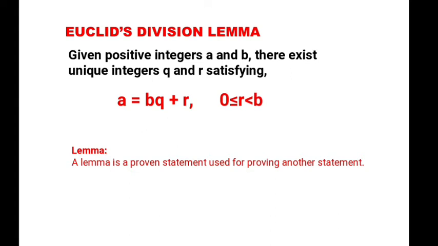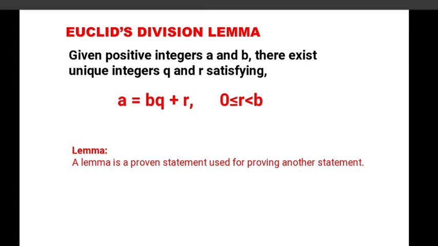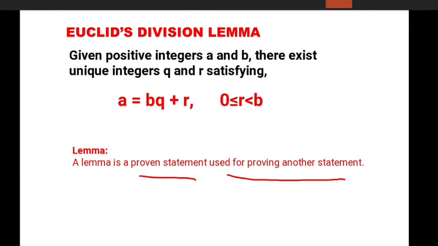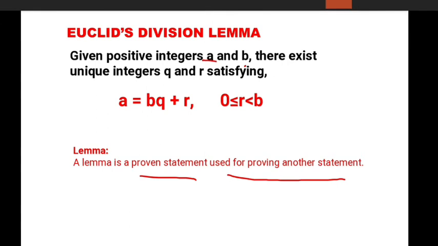So this lemma is a proven statement used for proving another statement. Lemma means a proven statement which is used to prove another statement. Euclid's division lemma states that given positive integers a and b, there exist unique integers q and r satisfying a = bq + r.